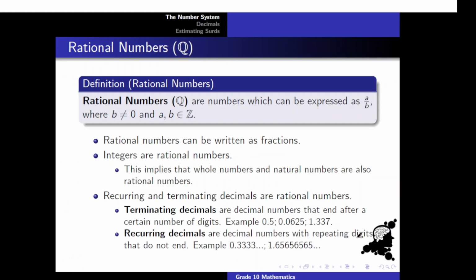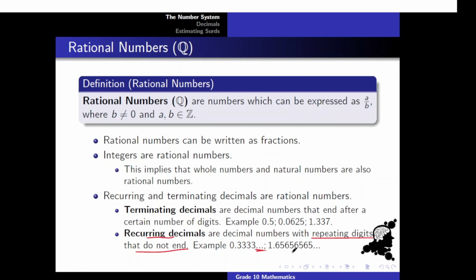We'll actually have a look at this a little bit later on. Recurring decimals are decimals with repeating digits, and they do not end. So for example, 0,33333, the ellipsis indicates that the pattern continues to infinity. Therefore, this is a recurring decimal. Please take note: recurring decimals are numbers that do not end, but there is a repetition of digits.